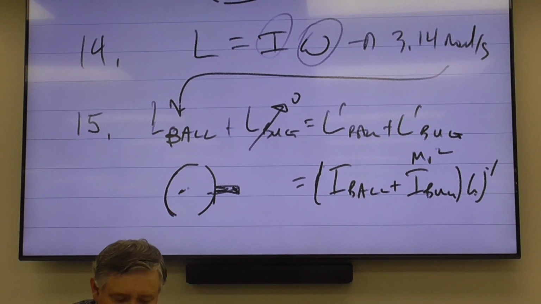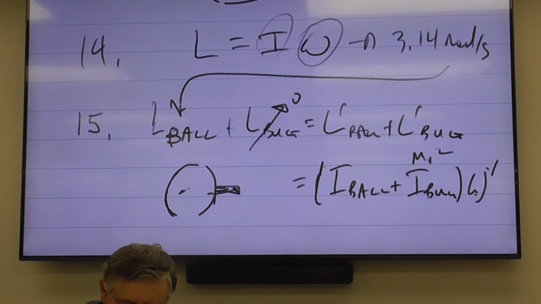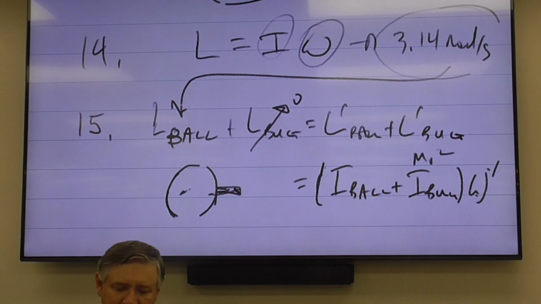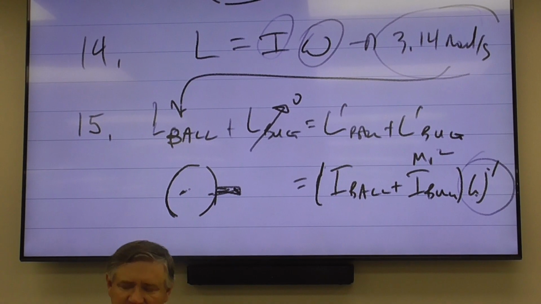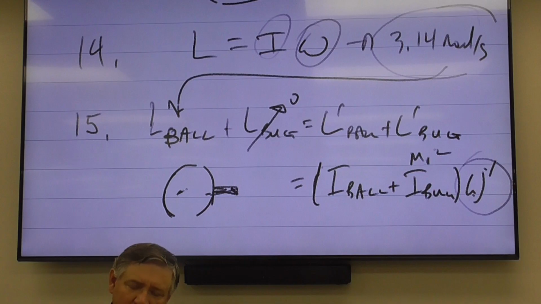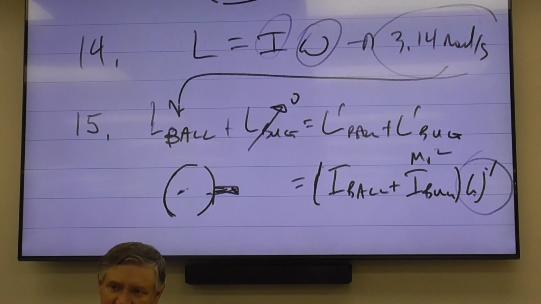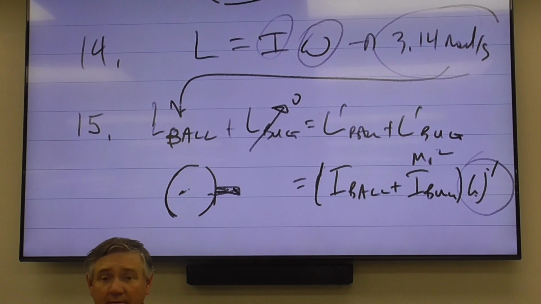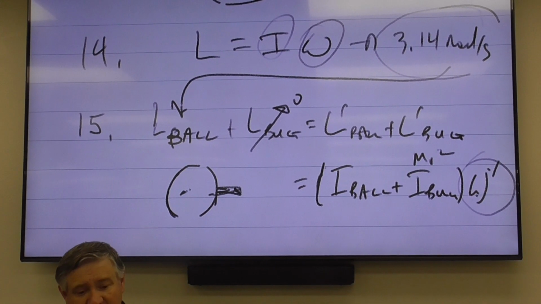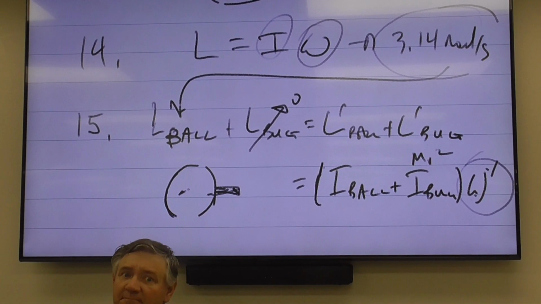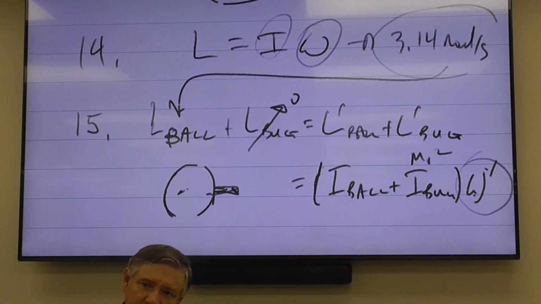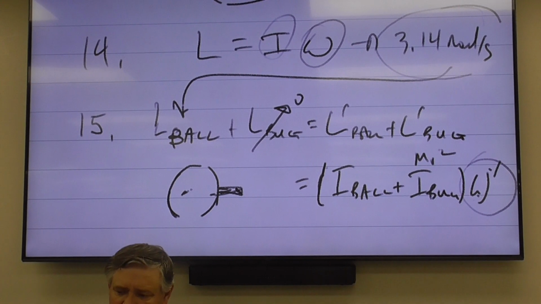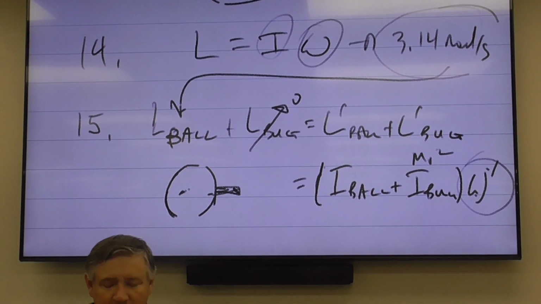Now, think about this. On number 14, it was spinning at 3.14 radians per second. What do you know about your answer to 15? Is it going to be bigger or smaller than 3.14? Smaller. It's got to be smaller. It's just like when two objects collide and they move off together. It slows down because you've increased the mass. This one, we've increased the moment of inertia, so it has to spin slower.